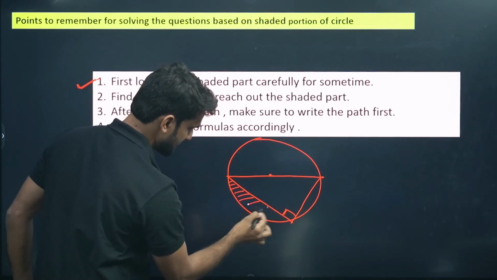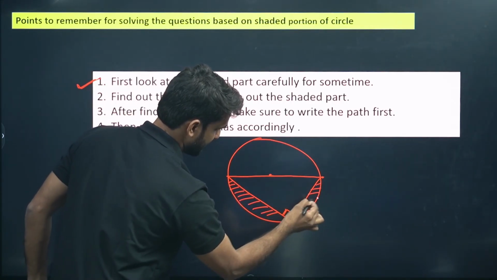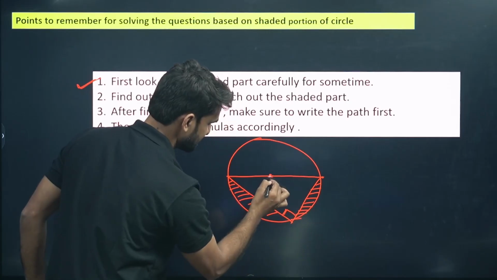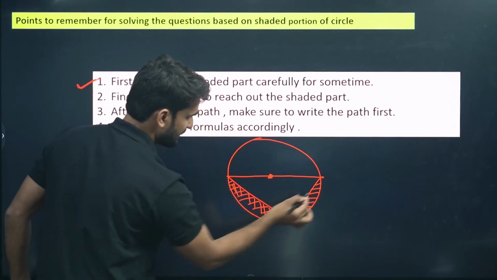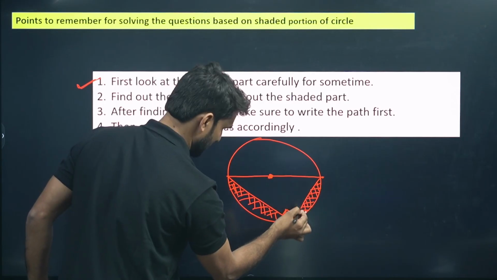And these are the shaded part, both are shaded part. This is the center here. Okay, these are the shaded part, and I'm asking you to find out the area of the shaded part.